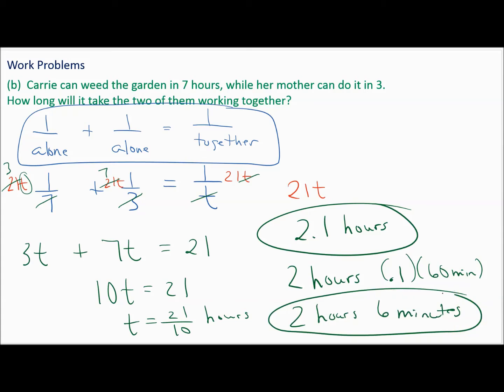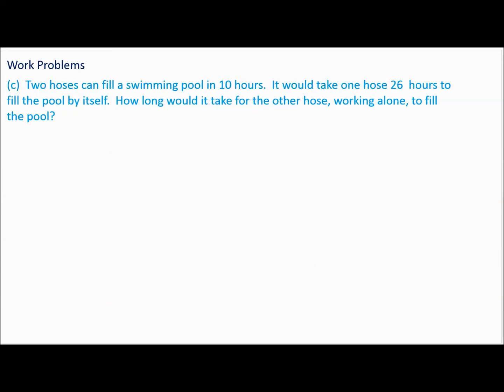Okay, let's try another one. So we've got 2 hoses that can fill a swimming pool in 10 hours. It would take one hose 26 hours to fill the pool by itself. How long would it take for the other hose working alone to fill the pool? So apparently the 2 different hoses fill the pool at a different rate. Either they're coming from a different water source or they're a different size hose. But either way, it's at a different rate.